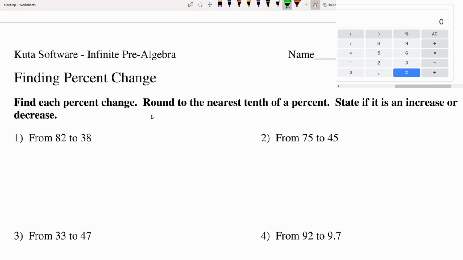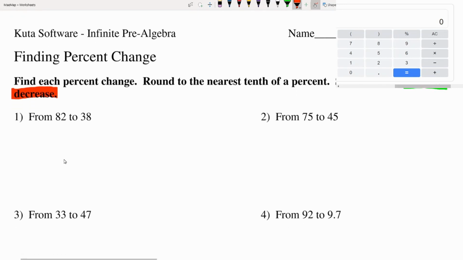Our directions are to find each percent change, so our answer is going to be a percent, and then we're going to round to the nearest tenth of that percent, and we're going to state if it's an increase or a decrease. Now quickly I want to note an increase would be if the number listed second is greater than the original number. That's an increase. Whereas a decrease is if that second number listed is smaller than the original.